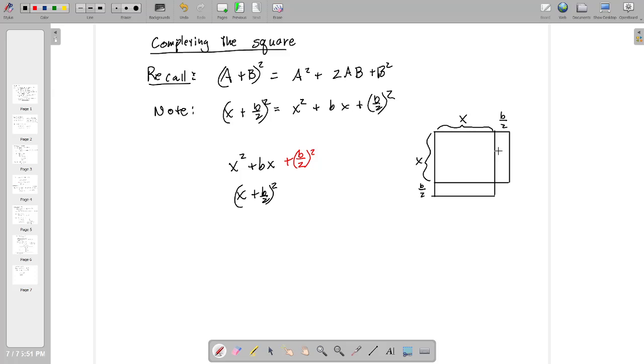Well, this area here is x times b over 2. This area is x times b over 2. And this area is x squared. So if we add up all of the areas in here, then we should get (x + b/2) squared. What we're missing is this piece, the (b/2) squared. This is what we need in order to complete the square.